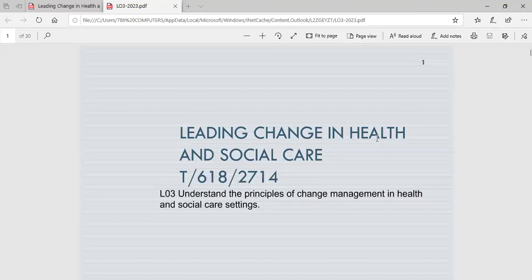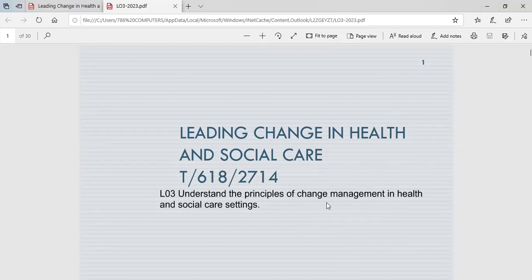So the third learning objective, I'll share it with you now. This is leading change in health and social care. The learning objective is to understand the principles of change management. So there are different principles that you have in place that are there to bring about change.